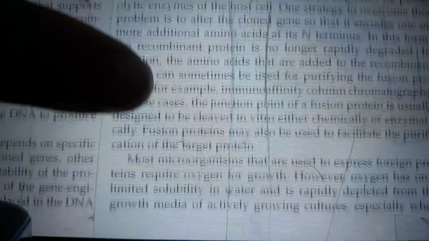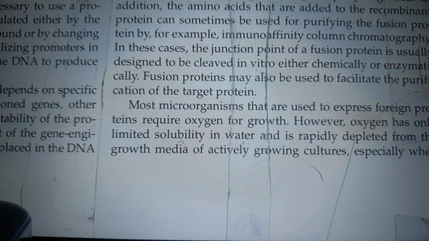In addition, the amino acids that are added to the recombinant protein can sometimes be used for purifying the fusion protein by, for example, immunoaffinity column chromatography. In these cases, the junction point of a fusion protein is usually designed to be cleaved in vitro, either chemically or enzymatically. Fusion proteins may also be used to facilitate the purification of the target protein.